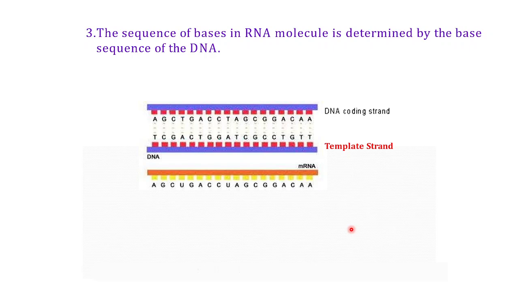Fine. So taking the help of the template strand, which is the complementary strand of the DNA coding strand, you can immediately understand that the DNA coding strand sequence is the same as that of the mRNA. The only difference that you will see is that all the thymines are replaced by uracil. So the DNA coding strand is exactly the same as the mRNA or the strand which is produced.